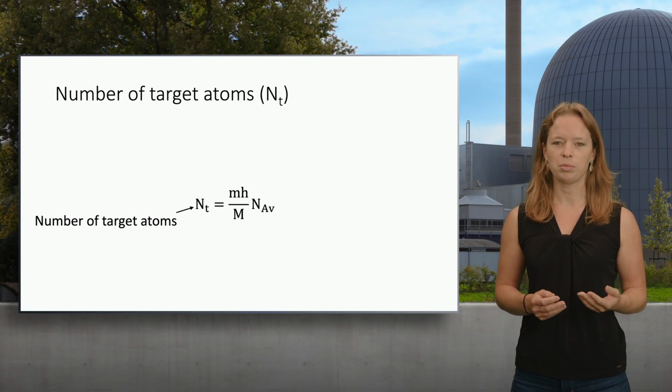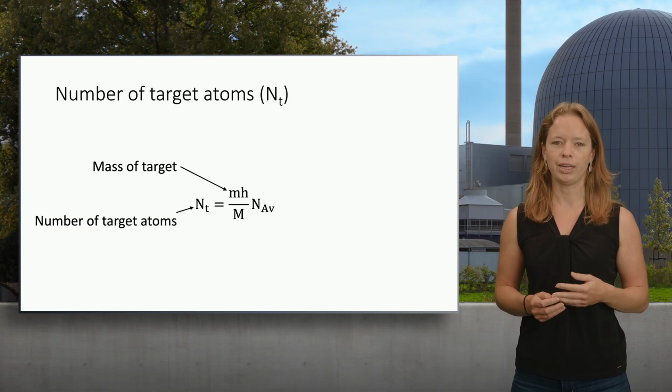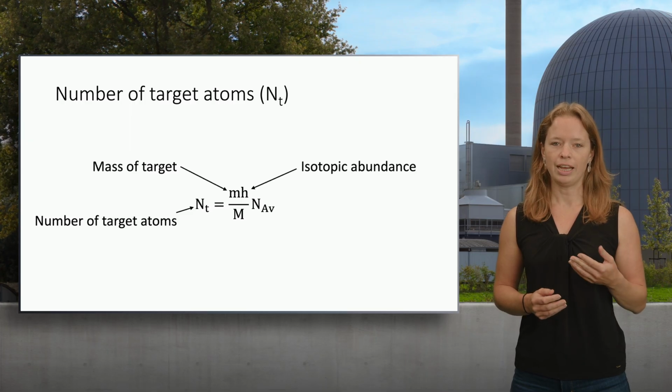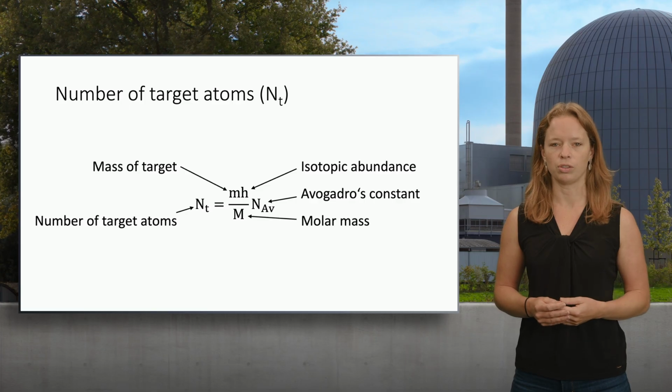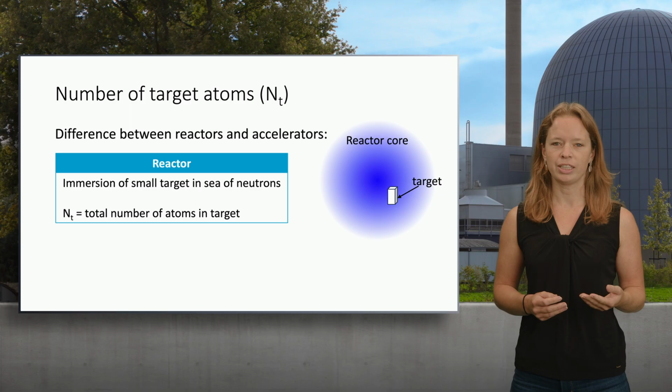The number of target atoms can be calculated by multiplying the mass of the target with the isotopic abundance and Avogadro's constant, divided by the molar mass of the target isotope. The number of atoms in your target that is actually irradiated depends on whether you are irradiating your target in a reactor or an accelerator.